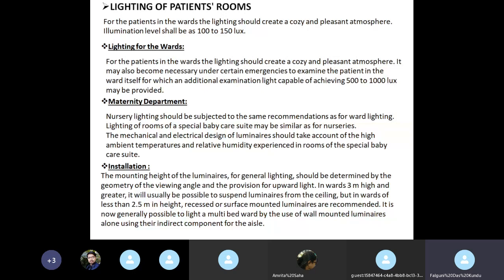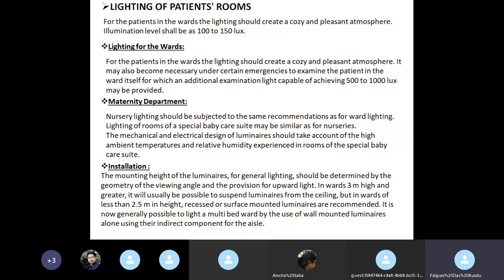Then the maternity department. Nursery lighting should be subjected to the same recommendations as for ward lighting. Lighting of rooms of special baby care may be similar to nurseries. The mechanical and electrical design of luminaires should take account of the high ambient temperatures and relative humidity experienced in the rooms of the special baby care suite.